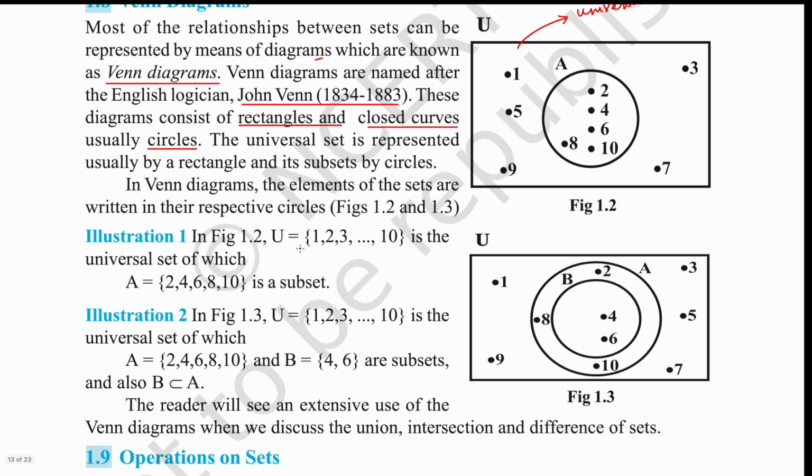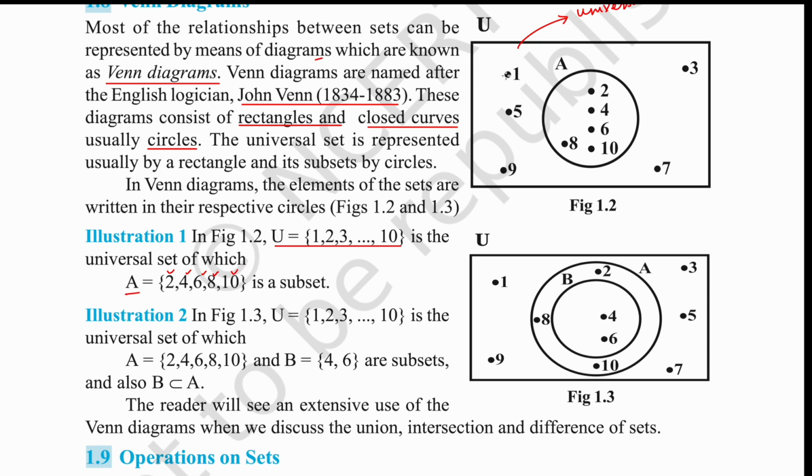Suppose this is the universal set given to us. In the universal set, we have the natural numbers from 1 to 10. Another set A is something that we have represented with all the even natural numbers from 1 to 10. So you have 2, 4, 6, 8, and 10.